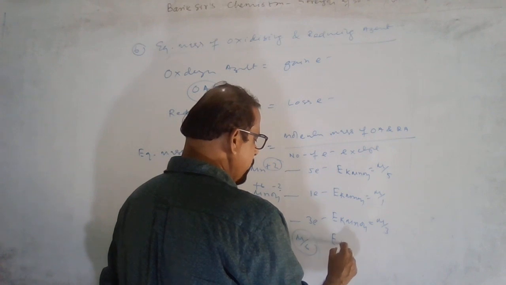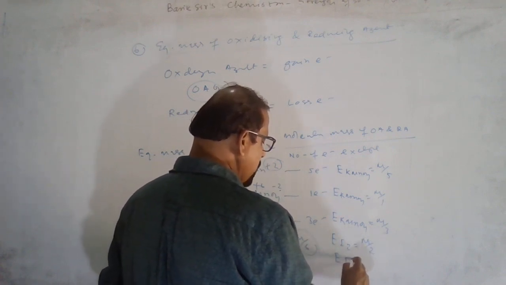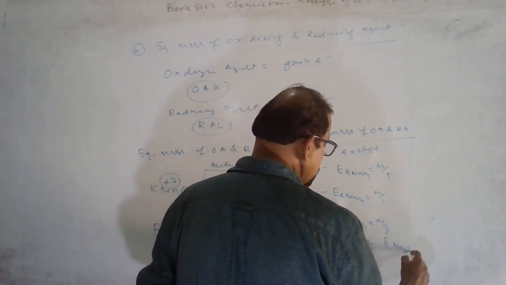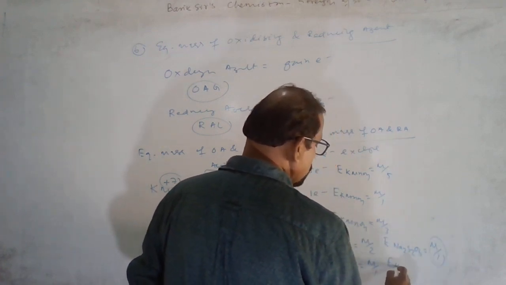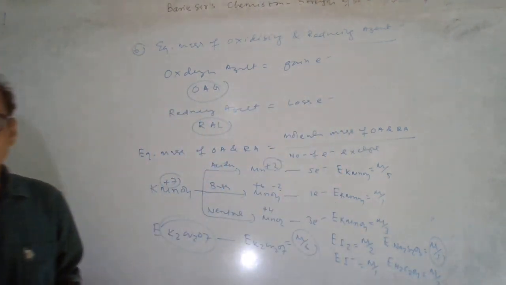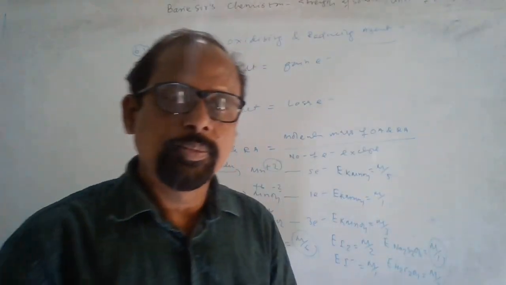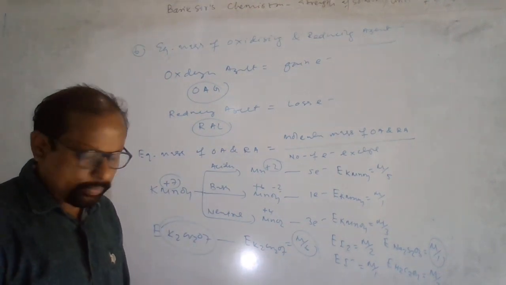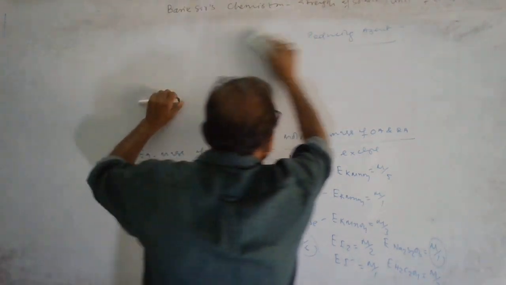The equivalent mass of iodine is the molecular mass by 2. The equivalent mass of iodide is molecular mass by 1. The equivalent mass of sodium thiosulfate is the molecular mass by 1. The equivalent mass of oxalic acid is the molecular mass by 2. This way you can determine the equivalent mass.